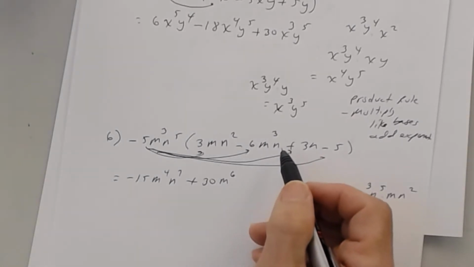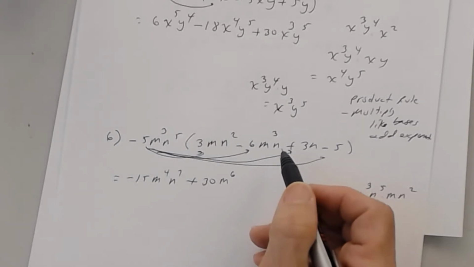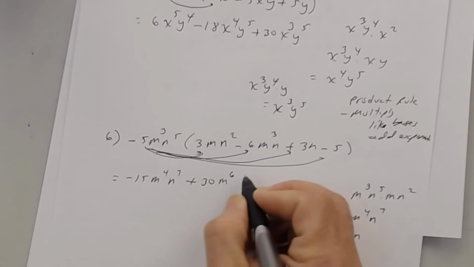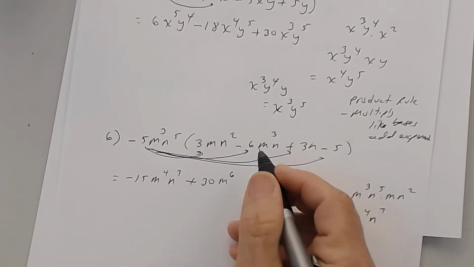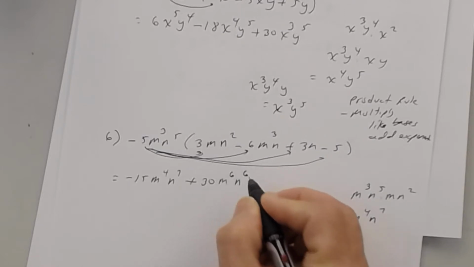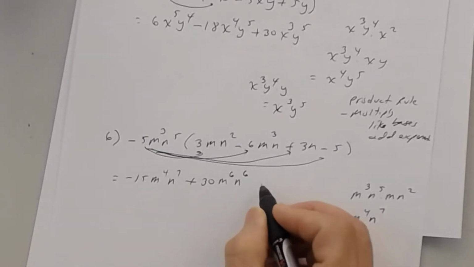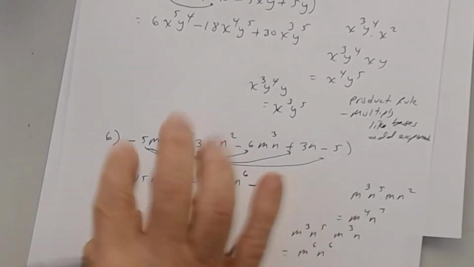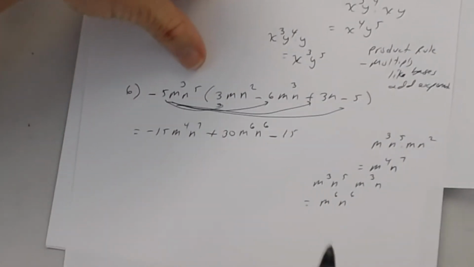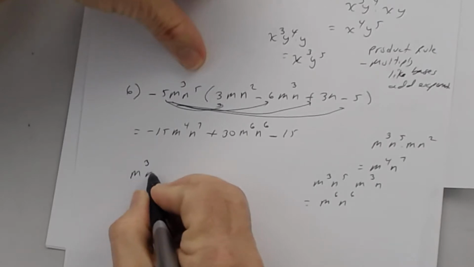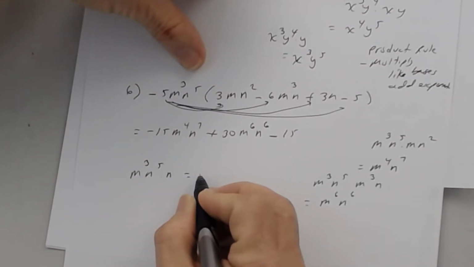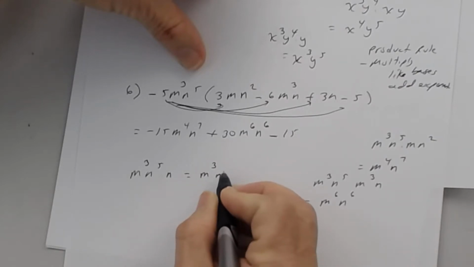Now remember, the worksheets are typed, so the exponents will be clear. Yeah. You know, my handwriting is pretty good, but all right. Plus negative 5 times 3 is negative 15. All right. So what is m cubed into the fifth times n? M cubed n to the sixth. Okay.